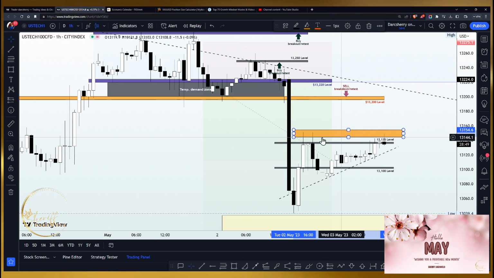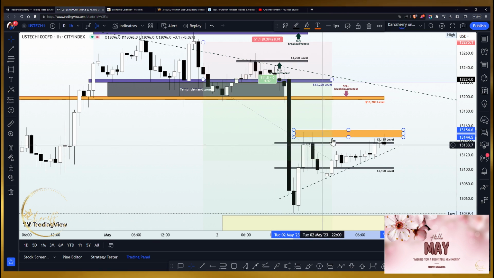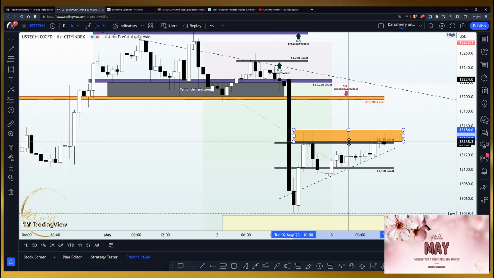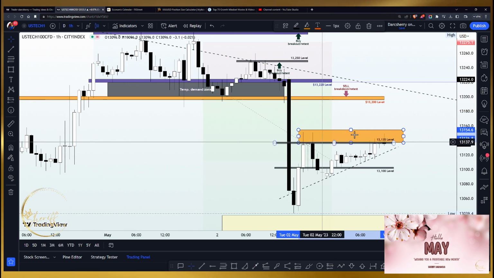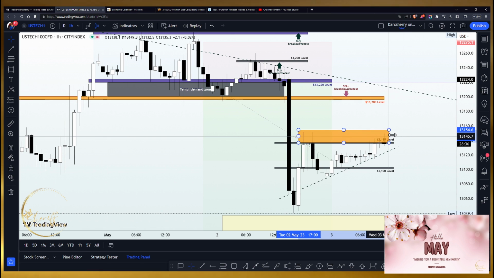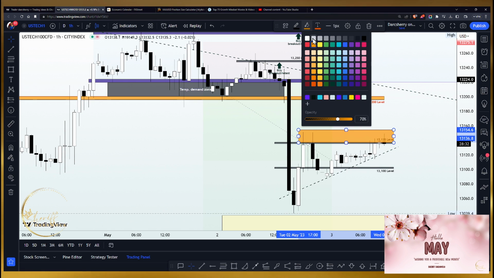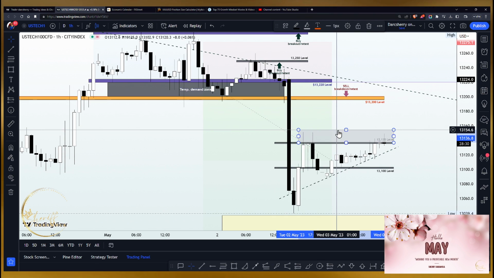As you can see, this area has been a very strong supply zone, at least in the last, how many hours now? I think about 12 hours now. We have seen price action continue to reject that level. So I will be labeling this area as our supply zone, at least in the meantime.